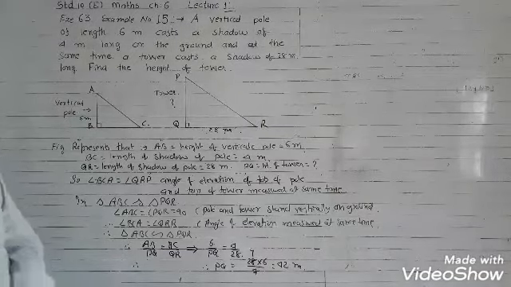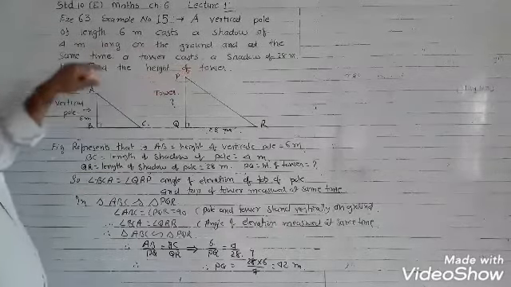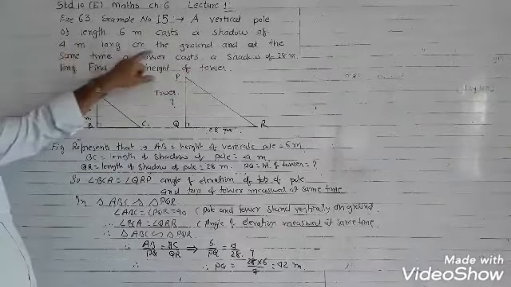Now 15. A vertical pole of length 6 meters casts a shadow of 4 meters long on the ground, and at the same time a tower casts a shadow of 28 meters long. Find the height of the tower. We have to draw the figure.